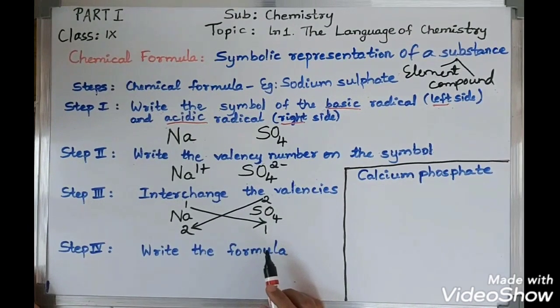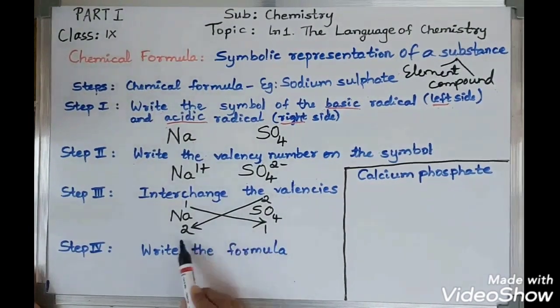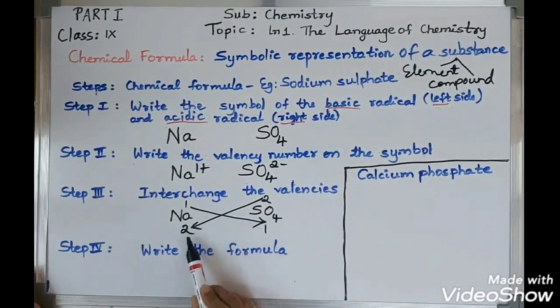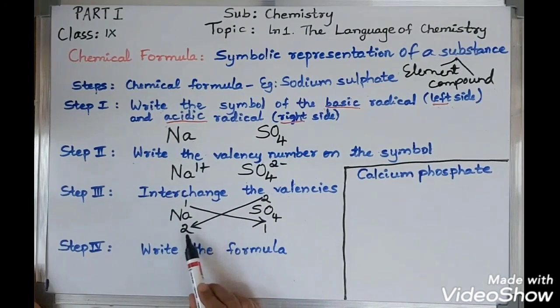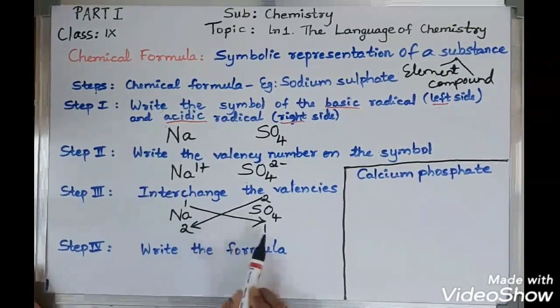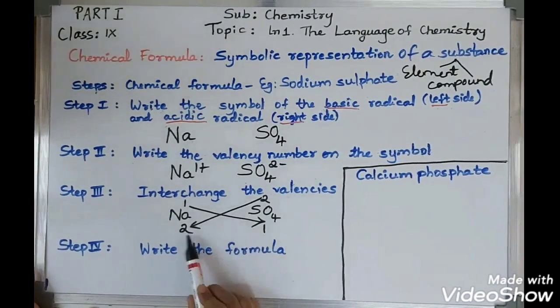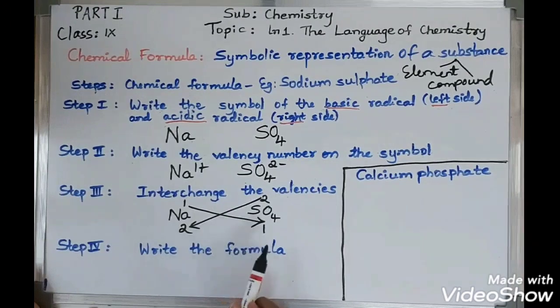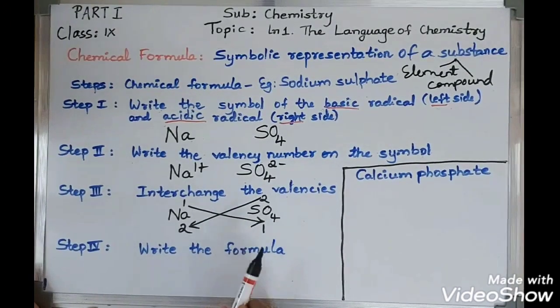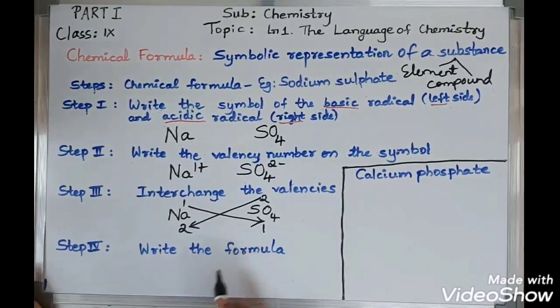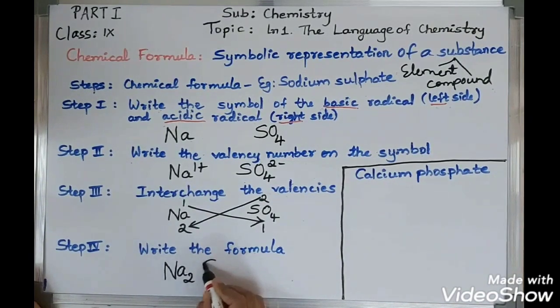You also have to keep in mind, suppose after interchanging, if the valency numbers are the same, that is 2 and 2 on both sides or 3 and 3 on both sides, you need to simplify it. If it is 2 and 4, you need to again simplify it. Otherwise, just leave it as it is. Now in the fourth step, we will be writing the formula with the interchanged valencies, which is Na2SO4.